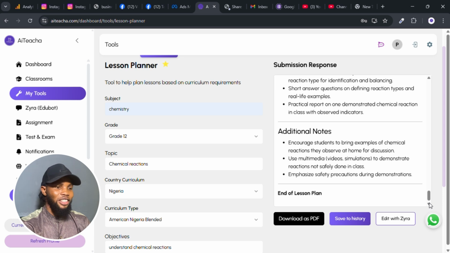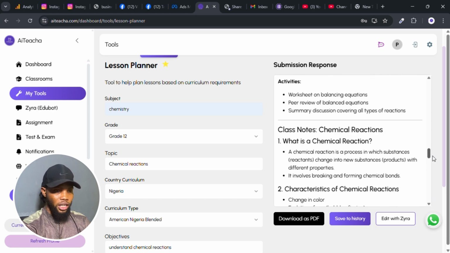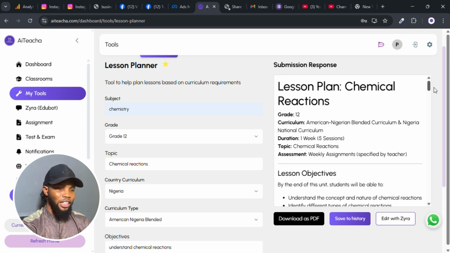After this, that's the end of the lesson plan. As you can see, it is well detailed and you can use it for a week. Your day one to day five is planned out already. As I usually say to you, educators, you can download as a PDF, save to history, or edit with Zaira if you have other things to add to it.